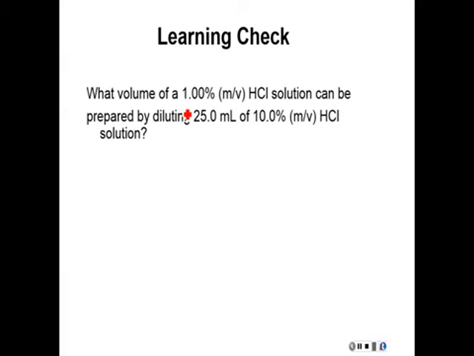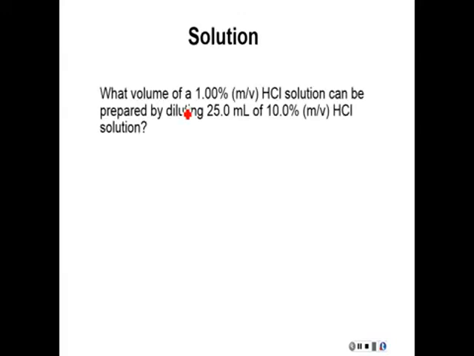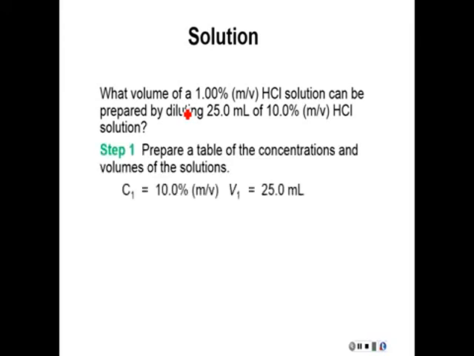All right, and here is the solution. Here's the problem again. Copy out the data and label it. So let's just look at the numbers. They're easy numbers. Here, 10% to 1%, so we're dividing 10 by 1. So if I divide 10 by 1, I should be then multiplying this by 10. I bet my answer is 250.